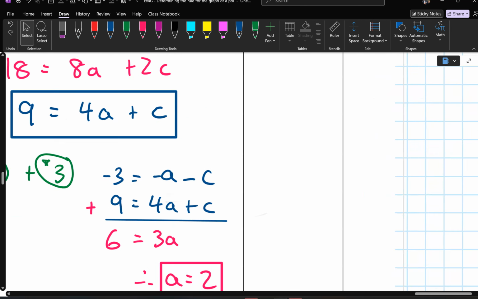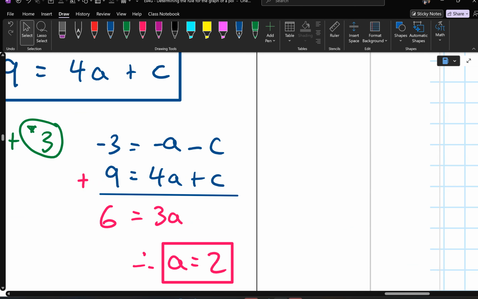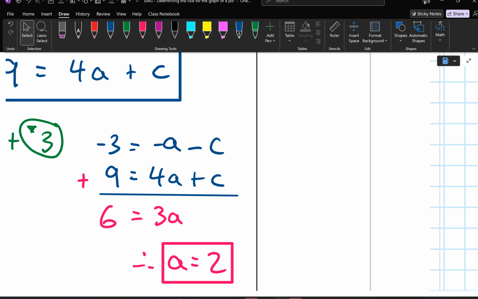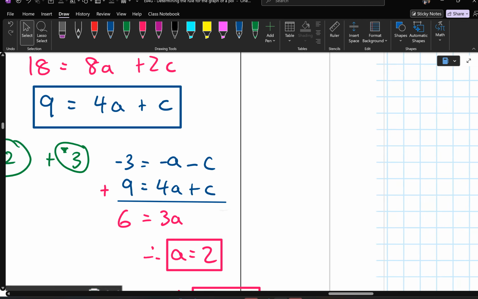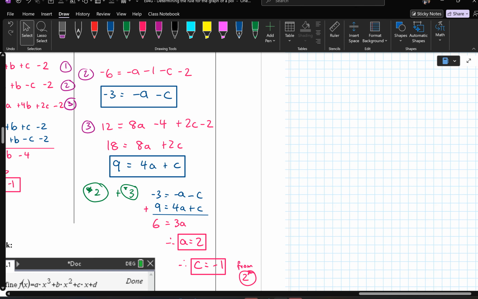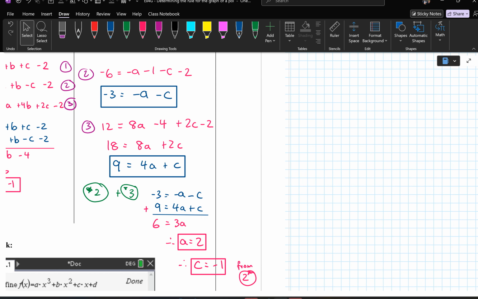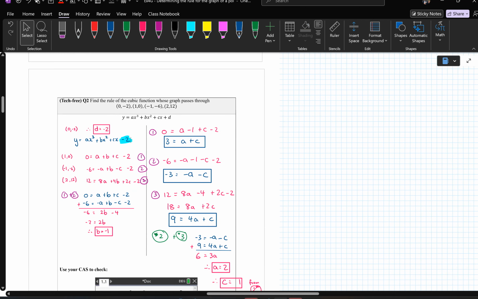So I wrote it again, so it's a bit clearer. These will cancel out. 4 plus -1 is 3A, and then 9 plus -3 is 6. A turns out to be 2. And how did I know C? Well, back in here, I can see, well, if A is 2, that's -2 minus what? Gives you -3. C has to be a -1. Well, C has to be 1. Sorry. C has to be 1 for that to work out. But there you go. Nice and easy.